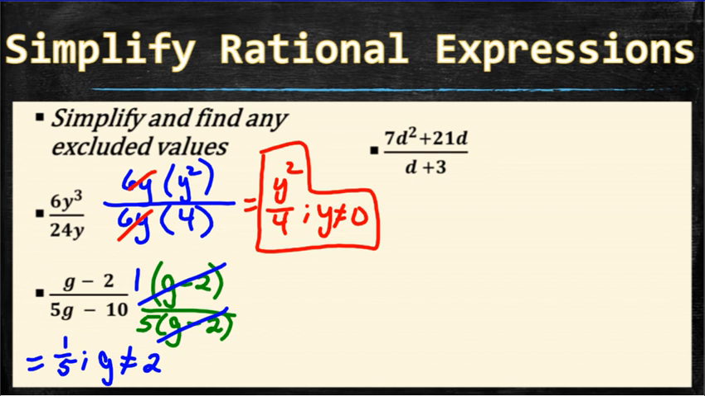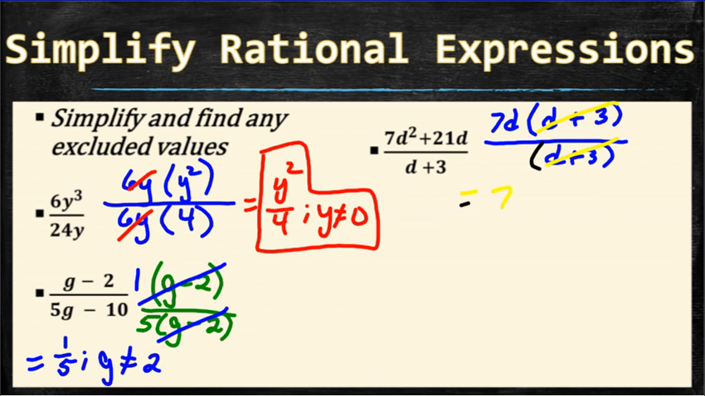And this next one here, 7d squared plus 21d divided by d plus 3. I can divide a 7d out. 7d squared divided by 7d is d. 21d divided by 7d is 3. In the denominator, I have d plus 3. The d plus 3's cancel out. I'm left with 7d. And then d cannot equal, but d plus 3 cannot equal 0, so d cannot equal a negative 3. So this would be our answer.